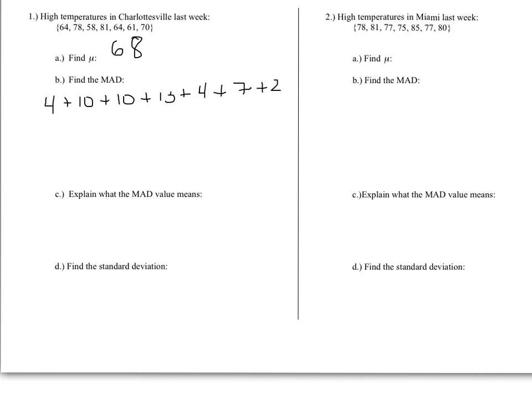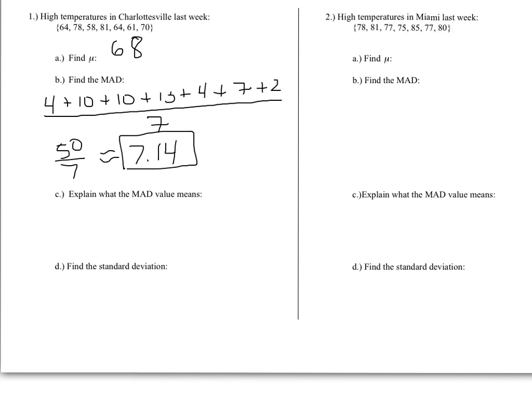So all of those numbers are our top numbers. We're going to divide all of those numbers by however many numbers we have, which is 7. When you add up the whole top, you get 50, and you divide 50 by 7. We're going to round that number to the hundredths place, 7.14, and that is our MAD, our mean absolute deviation.